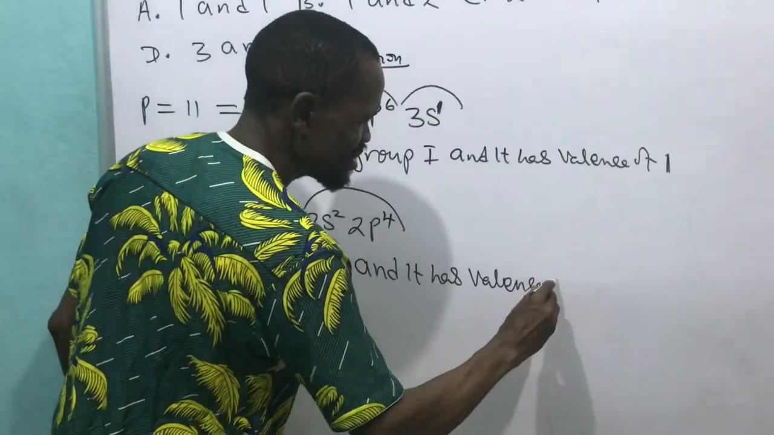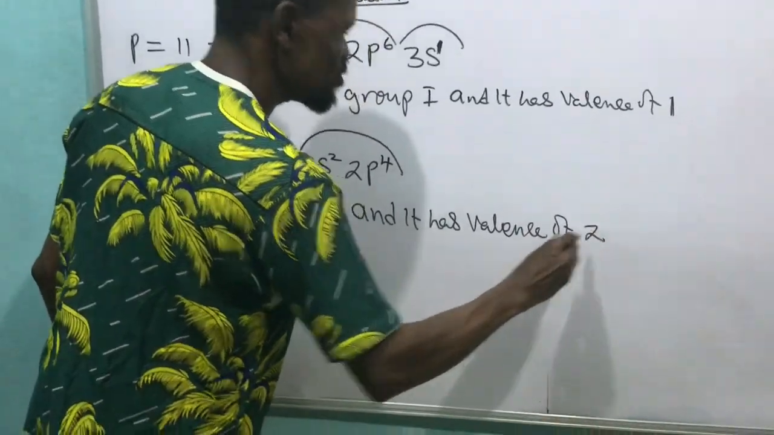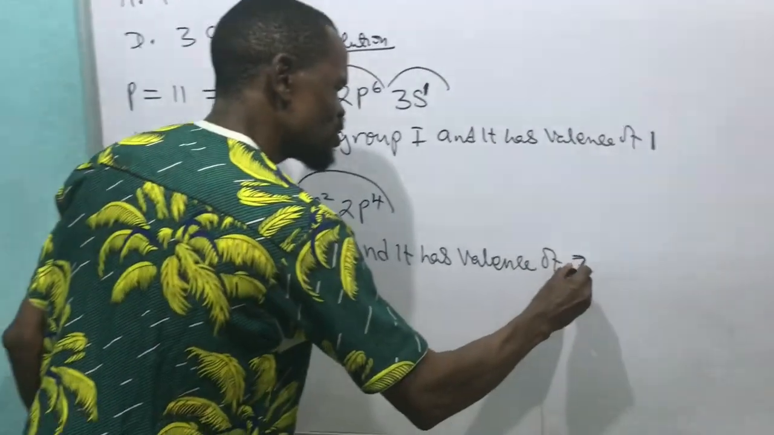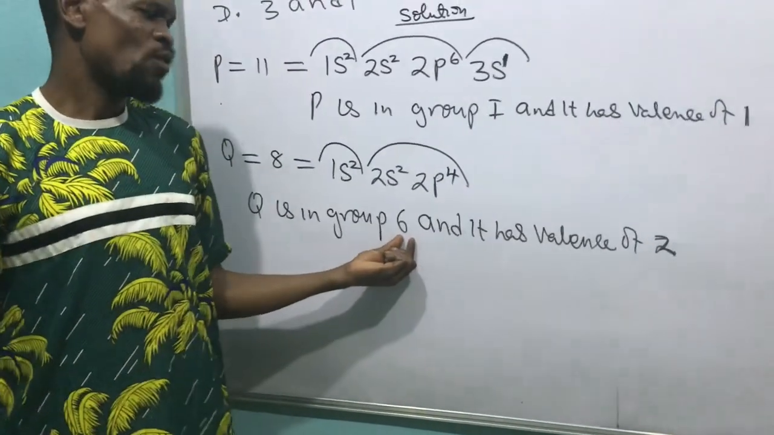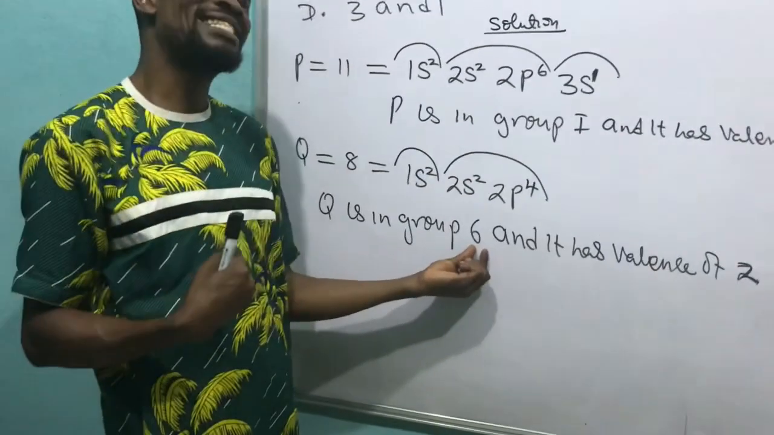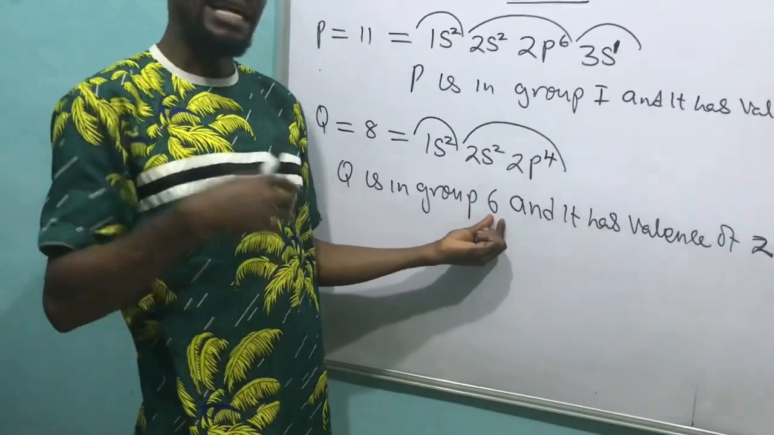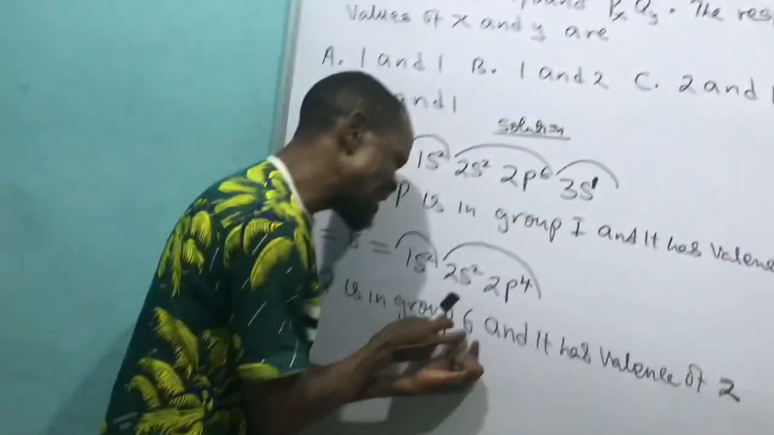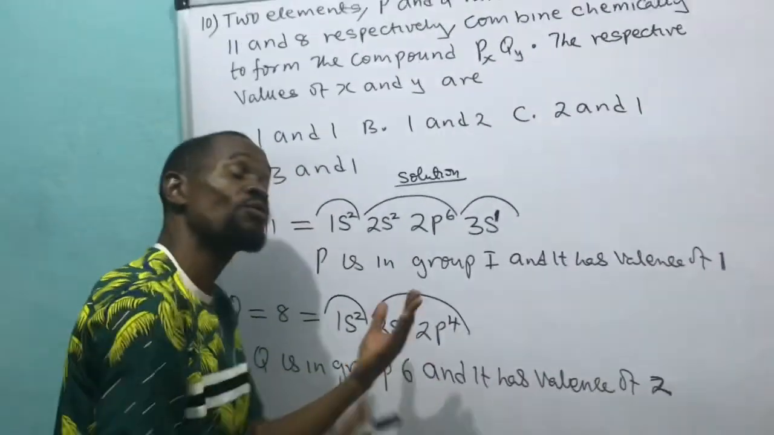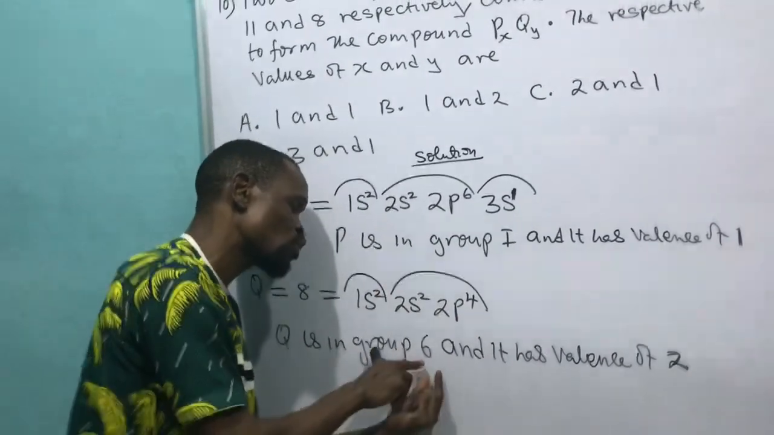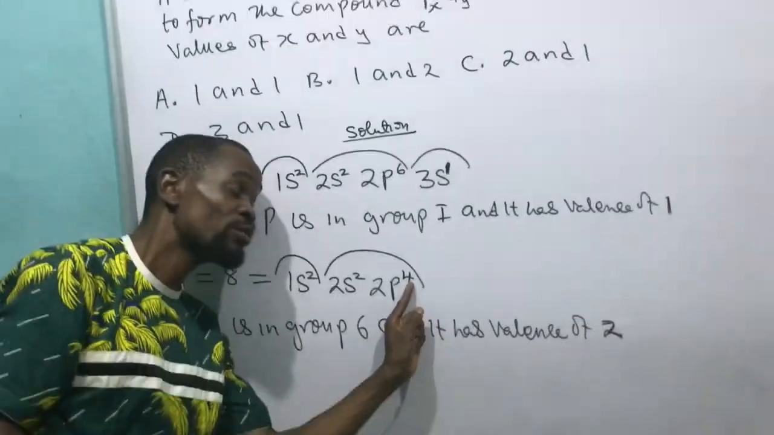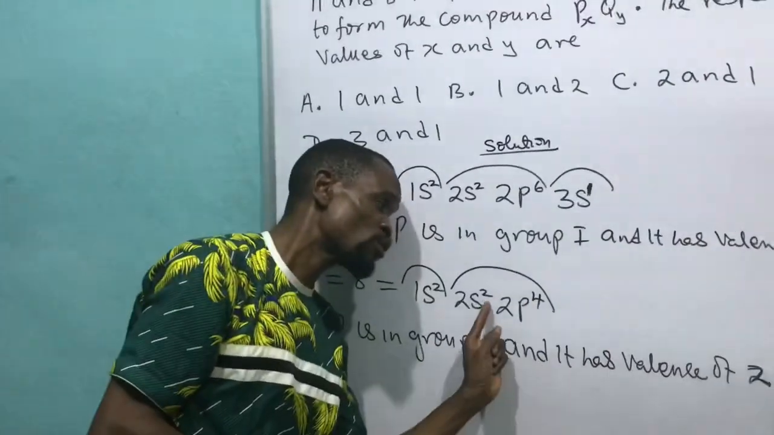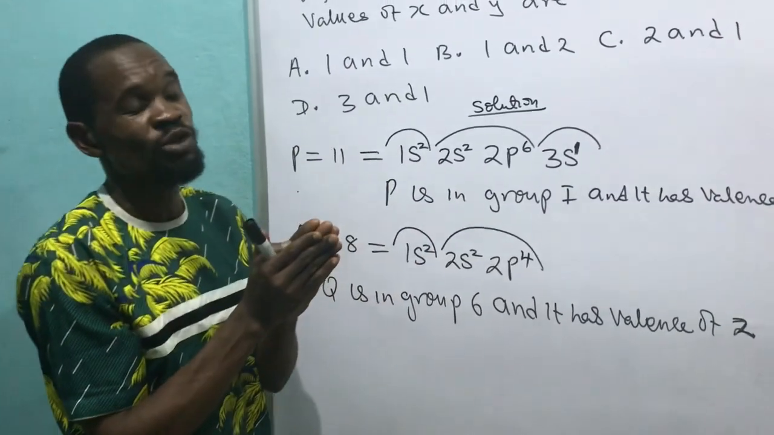Somebody will say why? His valency is 2. Why? He has 6 already. What he needs to complete his octet state, which is 8, is 2. That means he needs 2 electrons to complete his octet state. If you put 2 electrons here, it becomes 6 plus 2, which gives 8, the octet state.